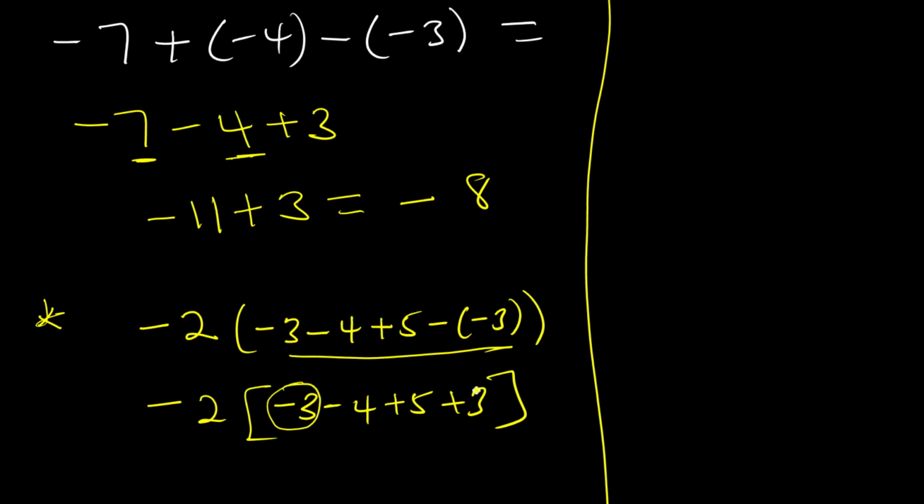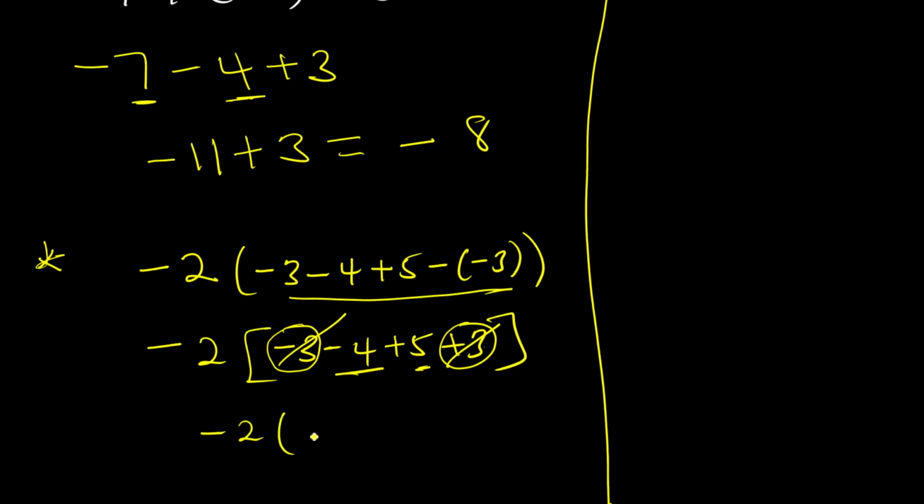Remember, -3 and +3: plus 3 is the additive inverse of -3, so this and that will be 0. And we have -4 and 5, so we have 1 left. So we have -2 times 1, which is -2.